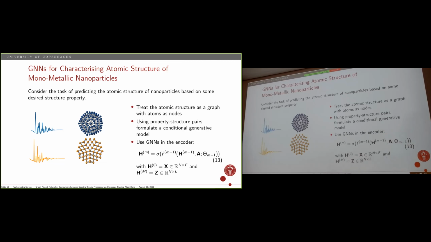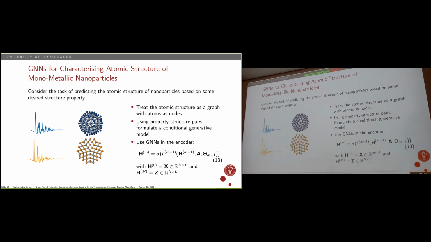What we end up plugging this into is conditional variational autoencoder models. Now, could we do something else? Yes, of course. Why do we do this? Because I like VAEs. So, simple ideas like that, I think.